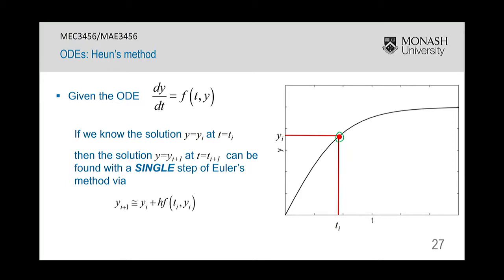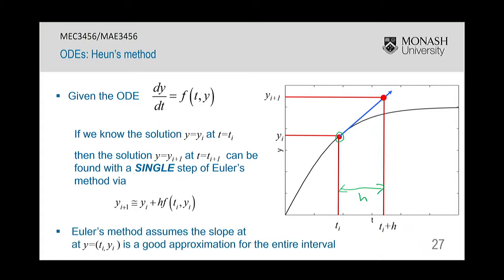yi plus 1 is equal to yi plus h times the right hand side function evaluated at the beginning point, in other words ti, yi. So we take the slope, we take a step size of h, and we jump forward following that slope, where this thing here is the step size h. Euler's method assumes that the slope at ti, yi is a good approximation for the entire interval, and by and large this is not a good approximation.